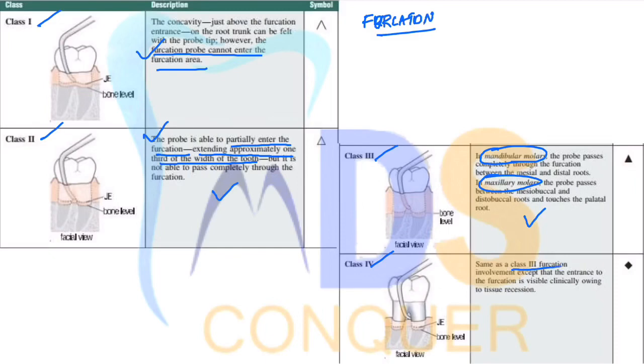And coming to the fourth one, it is the same as the third one, except the entrance of the furcation is visible clinically with a gingival recession. Here it's not visible clinically, but it moves from here to there. Here it is visible clinically and it moves from here to there. So that's the difference between the four classes of furcations.